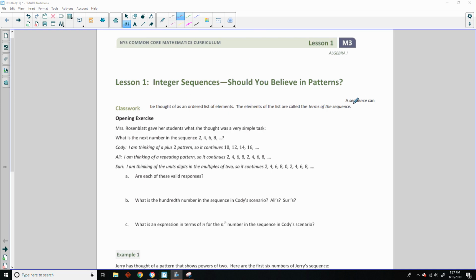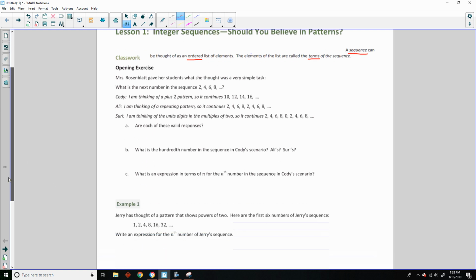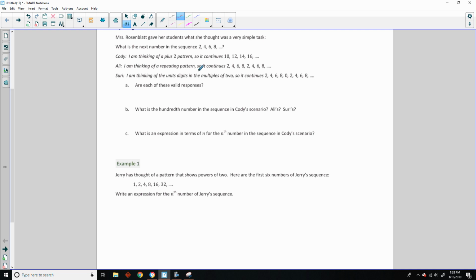I decided to go back and talk about what a sequence is before we begin. A sequence can be thought of as an ordered list of elements. So they're in order and they're a list of elements. The elements of the list are called terms of the sequence. So this is a sequence. It's an ordered list of elements, and this is the first term, second term, third term, fourth term in an ordered list. That is called a sequence. Okay, so after going over that, let's move on.